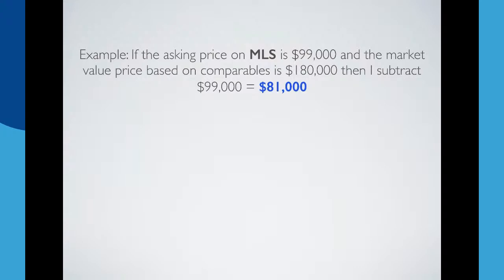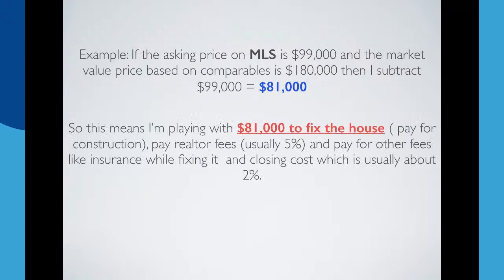You'll be like, wait a minute, whoa, this house is worth 180 and they're only selling it for 99. Why is that? Well, it probably needs some repair. Otherwise, they would have sold it for 180 right off the bat, right? So you have 81 grand to play with. This means I'm playing with 81 grand to fix the house, to pay for construction, realtor fees, and other fees like insurance while fixing it, and closing costs.